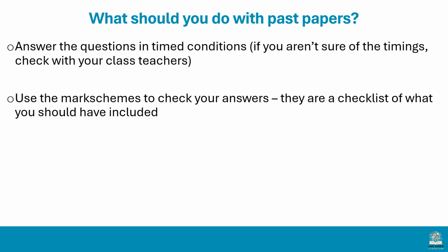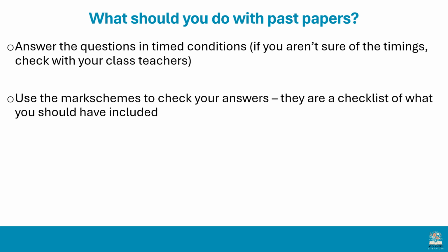Then you can use the mark scheme to check your answers. Now, on the mark schemes, they can be a little bit tricky to interpret. Generally, they include a checklist of what you should have included. Now, in those checklists, it might say things like judicious choice of quotations or judicious choice of references to the text. And you might be looking at that kind of bullet point thinking, I'm not quite sure what that means. So check with your teacher, ask them if they'll go through the mark scheme with you and they'll explain what it means.